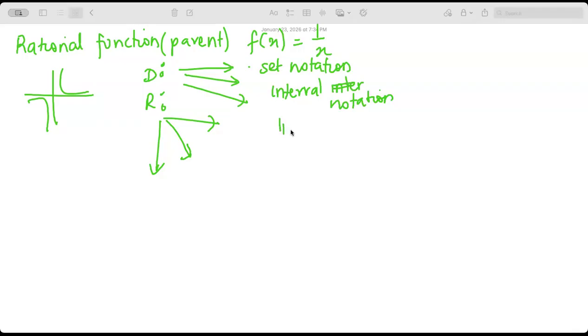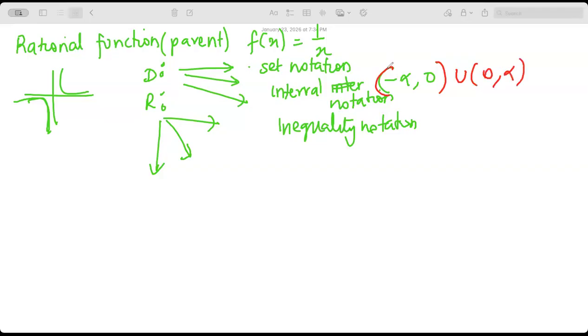Interval notation, it would be negative infinity comma 0. So it starts at negative infinity, comes to 0, and then at 0 it's not there. And then it'd be 0 comma infinity. Yup, union 0 comma infinity. See, all these are parentheses. Don't confuse with square brackets because 0 is not included. At 0, the graph is not there.